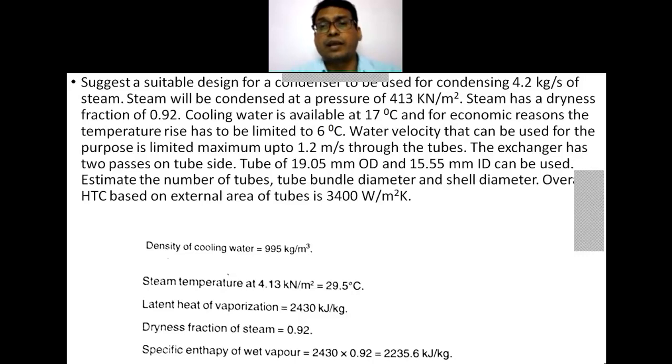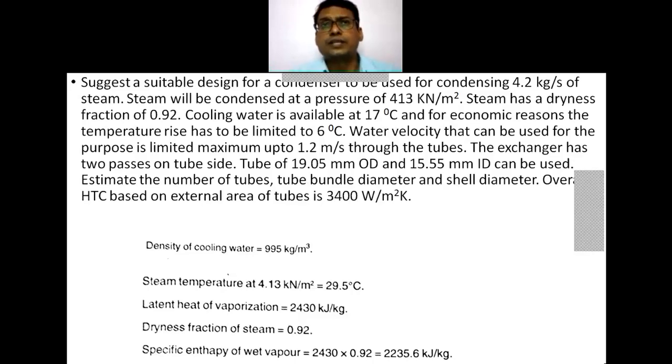Cooling water is available at 17 degrees Celsius, and for economic reasons, the temperature rise has to be limited to 6 degrees Celsius. So the maximum outlet temperature is 17 plus 6, that is 23 degrees Celsius. Water velocity that can be used for the purpose is limited to a maximum of 1.2 meters per second through the tubes.